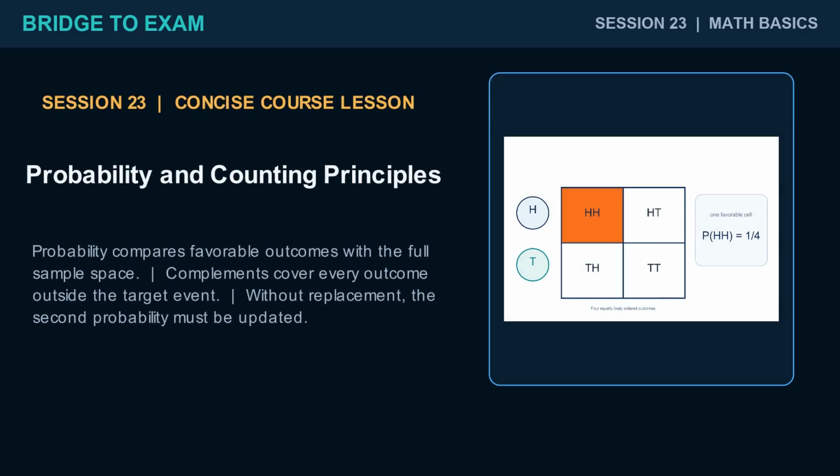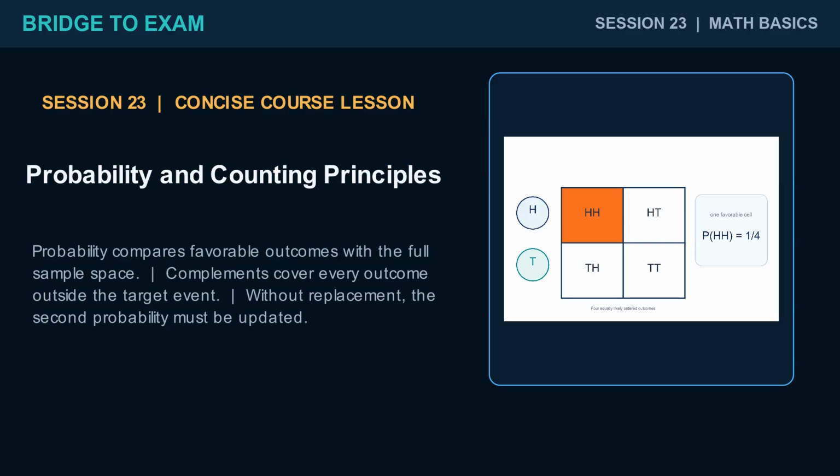Welcome to Session 23, Probability and Counting Principles. Probability quantifies uncertainty from 0 to 1. Theoretical probability uses a defined sample space. Experimental probability uses observed frequencies. Multi-stage events require careful attention to independence, replacement, order, and counting.